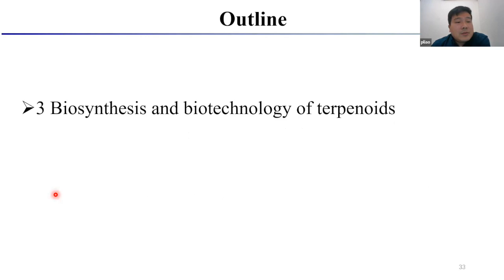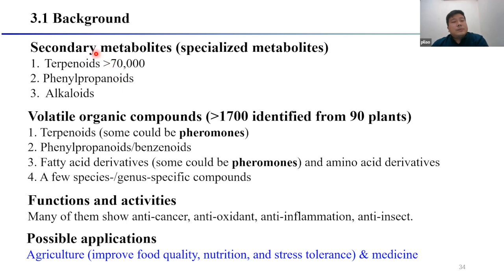For the third part, I'm going to introduce a little bit about the biosynthesis and biotechnology of terpenoids. As most of you may be aware, secondary metabolites are also called specialized metabolites, in comparison to the primary metabolites. There are more than 70,000 terpenoids, which is one of the biggest groups of secondary metabolites. There are also other groups, for example phenylpropanoids, which we introduced just now for the petunia flowers, and another big group is alkaloids. Many alkaloids also show anti-cancer activity.